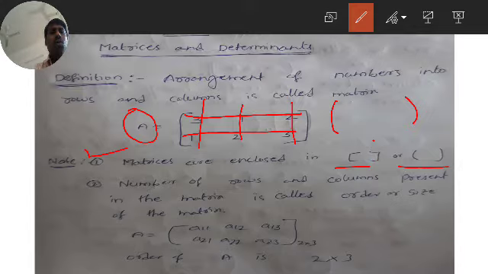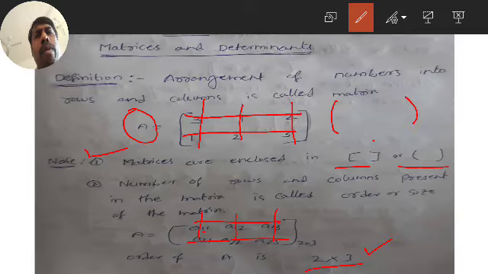So the number of rows in this matrix, you see there are 2 rows, 3 columns. Then the order of A is 2 by 3. How do we read it? As 2 by 3. 2 by 3 means 2 rows, 3 columns. The order of a matrix which contains 2 rows and 3 columns, we call it 2 by 3.